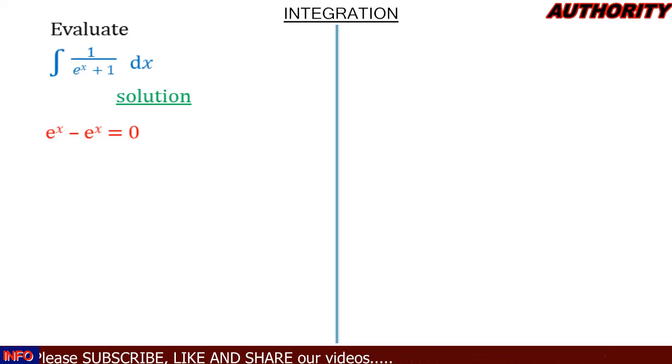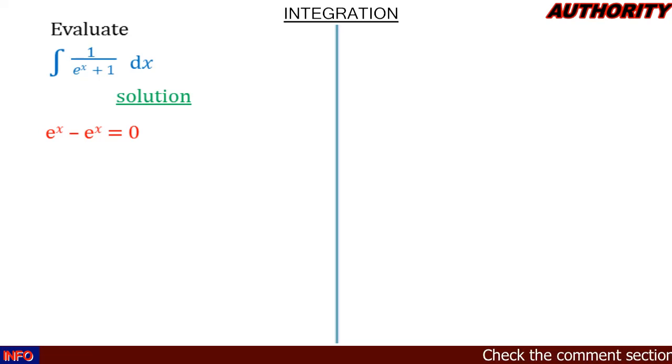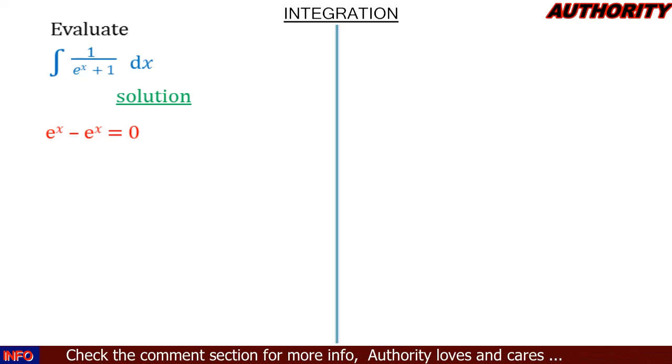And you know that 0 is an additive identity. It's an identity in the sense that when you add this 0 to any number, the value will remain the same. So this 0 now, we are going to add it to our numerator. And you know that 0 is e to the power of x minus e to the power of x, which is equal to 0. Then that means we are adding 0 to our numerator.